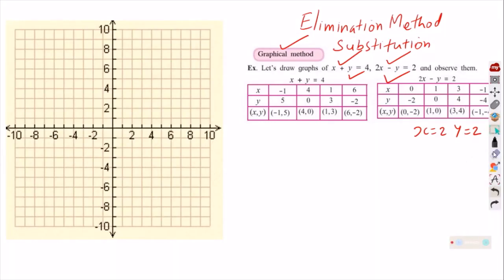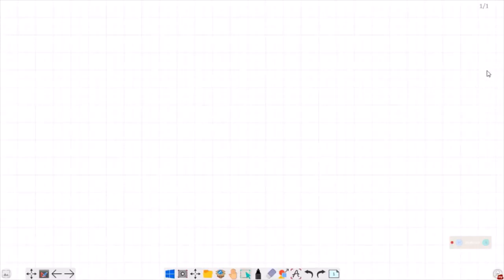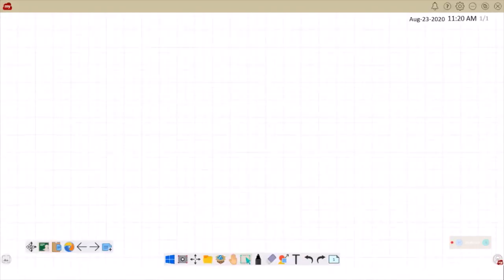Now what we will be doing, we will be drawing a graph with the help of the same equations which we have used for the elimination method and the substitution method. Okay, so in order to do that, let me go to a fresh page. In that fresh page, I will be taking a different graph now. Different means a fresh graph with a different approach.